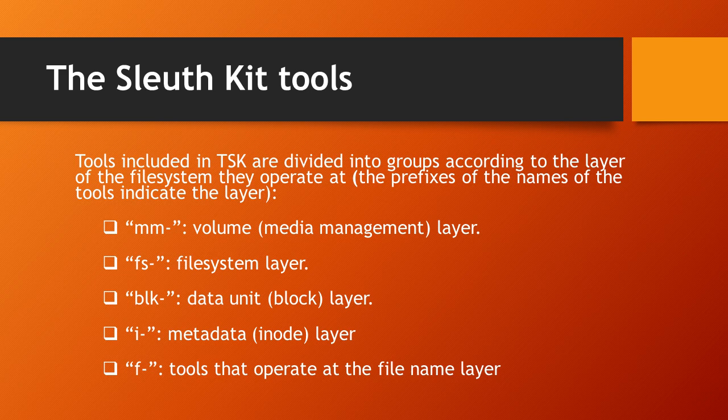The Sleuth Kit tools are divided into groups or categories depending on the layer on which they operate and the type of function they perform. The tool's naming convention follows a well-defined scheme. Indeed, the prefix of the name of the tool indicates the layer. For example, MM is for tools that operate at the volume layer, FS at the file system layer, BLK at the data unit or block layer, I at the metadata or inode layer, and F at the file name layer.